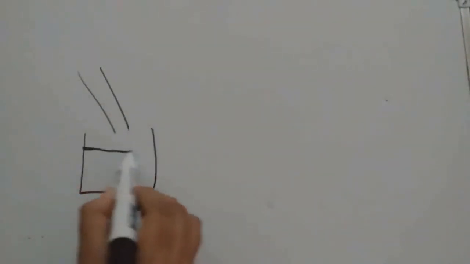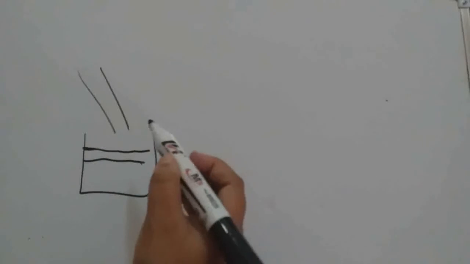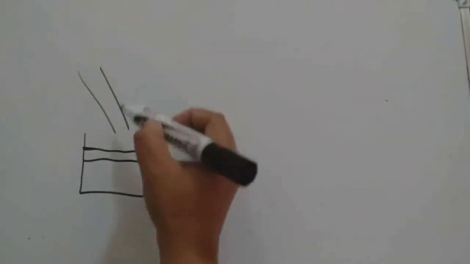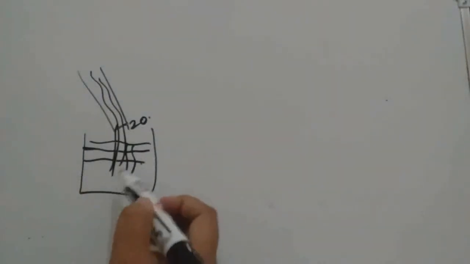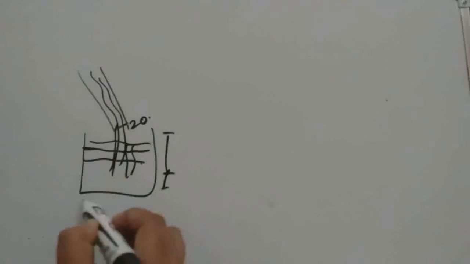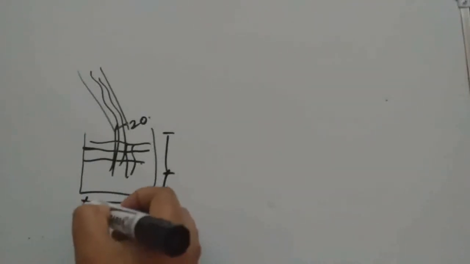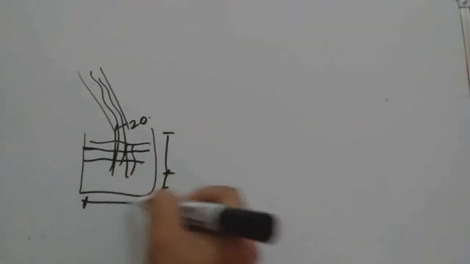Question number 9. A farmer connects a pipe of internal diameter 20 centimeter. Water keeps flowing through it. The height of this tank is given and the radius is also given. Now we have to find the time in which this tank will be filled.